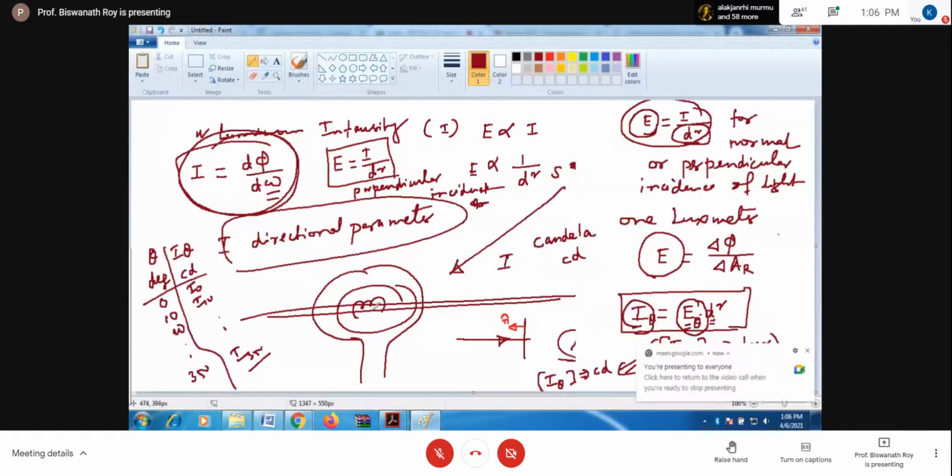Yes, this is due to the shape of the filament. When the sensor is placed in this direction, light is going in this direction, right? And when we place the sensor here, the sensor sees this portion of the filament, the light emitting surface. When we place the sensor here, it is seeing a different portion of the light emitting surface. So both are different. It is due to the shape of the filament.